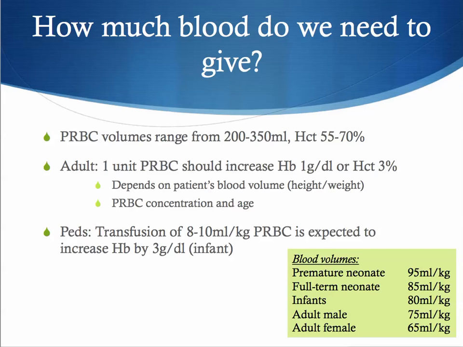To really be accurate with your calculations, I also include in the slide here the numbers for blood volume estimates. An adult female, 65 cc's per kilo, an adult male, 70 to 75 cc's per kilo, infants 80 cc's, full-term neonate 85 cc's, and premature neonate 95 cc's per kilo. To calculate your blood volume, because then you know how much to transfuse to get your hemoglobin level to a target.